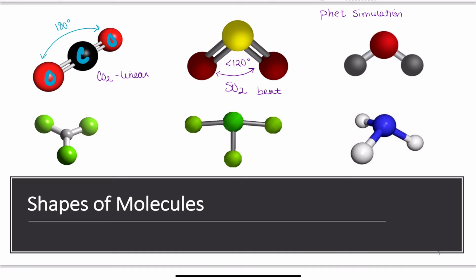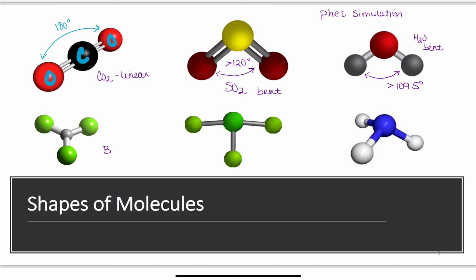Oops, sorry. Trying to write it that way. Trying to think about less than and more than. Less than 180 degrees here. This is water, H2O. This is also known as a bent structure. And the angle here is less than 109.5 degrees. Where am I getting these numbers from? I will show you that on another slide.